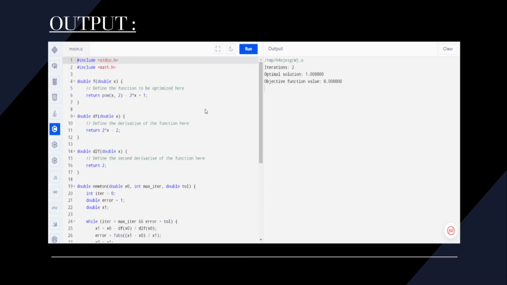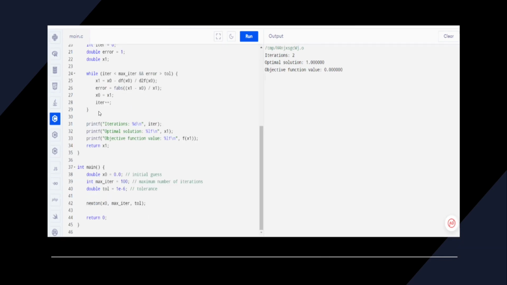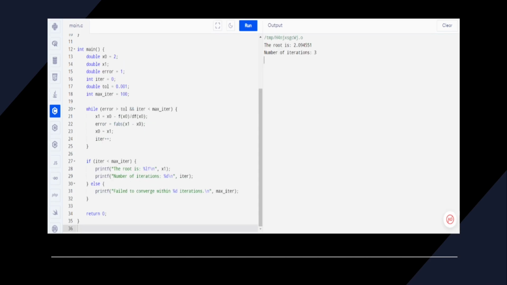After running this code on the example we took earlier, we get the output as iterations 2 and the optimal solution. We get the optimal solution at the second iteration, and the objective function value is 0. It is the minimum value of the function, and it's an optimal minimum point. It is the entire code.